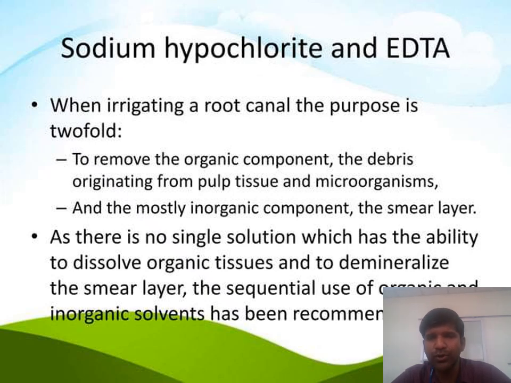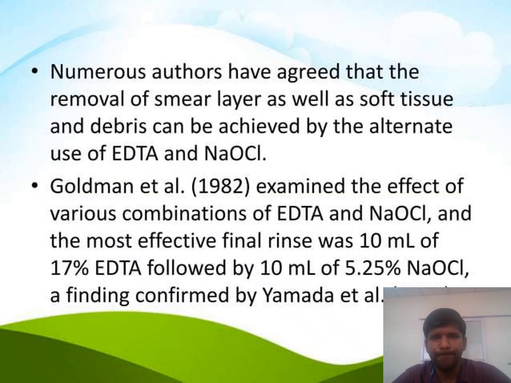As there is no single solution which has the ability to dissolve organic tissues and to demineralize the smear layer, the sequential use of inorganic solvents along with the irrigants has been recommended. Numerous authors have agreed that the removal of smear layer as well as soft tissue debris can be achieved by alternate use of EDTA and sodium hypochlorite. Goldman et al. in the year 1982 examined the effect of various combinations of EDTA and sodium hypochlorite, and the most effective final rinse was 10 ml of 17% EDTA followed by 10 ml of 5.25% sodium hypochlorite, a finding confirmed by Yamada et al.